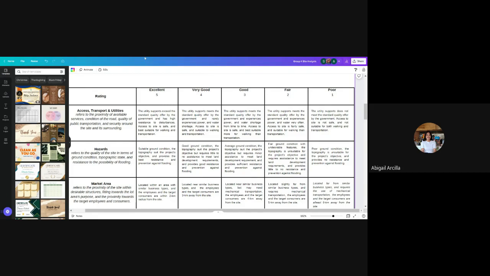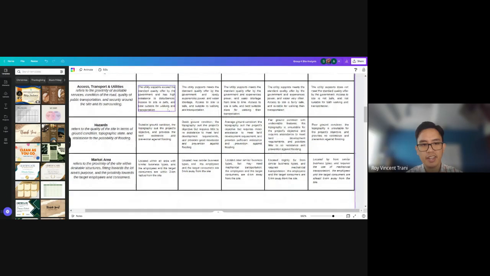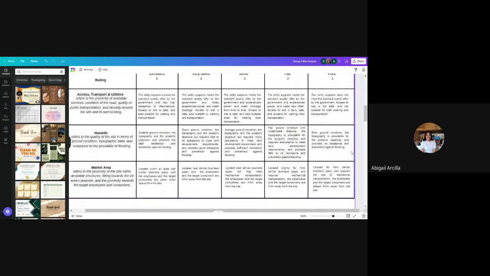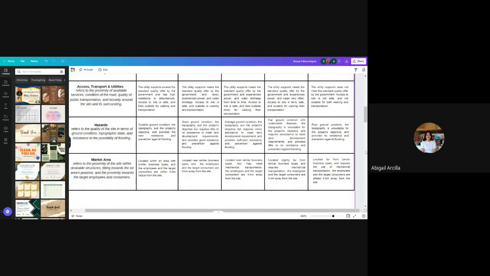Okay, sige. And then finally the market area? We base it on a 2 kilometer radius. Excellent, sir, is when the employees, similar business types and consumers are within 2 kilometers of the site. Good is 2 kilometers away from the site, fair is 5 kilometers away, and poor is at least 6 kilometers away from the site, sir.